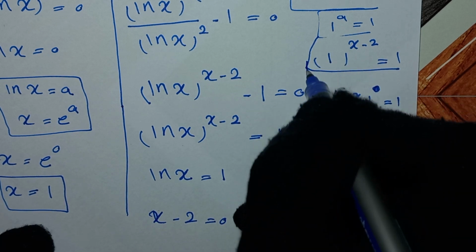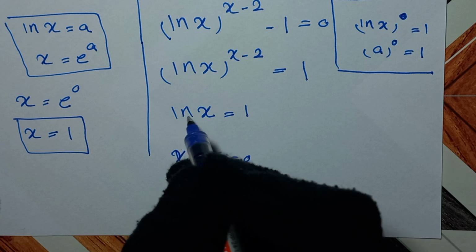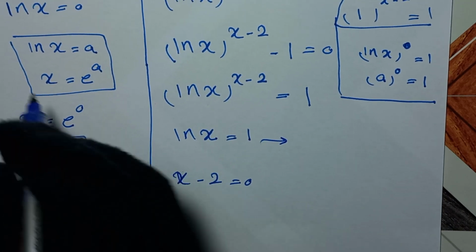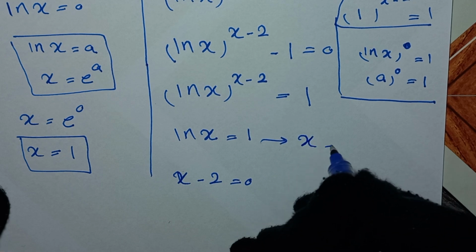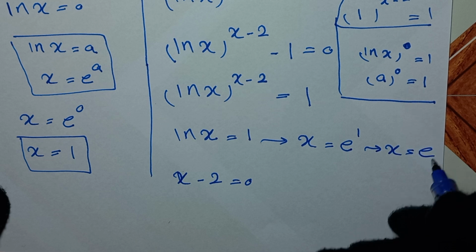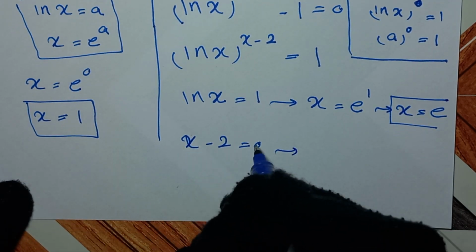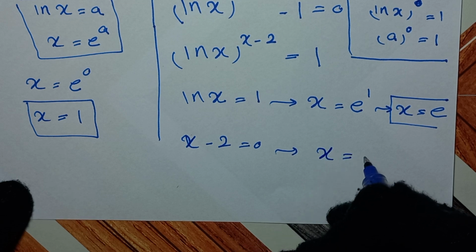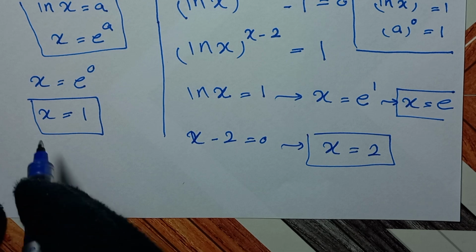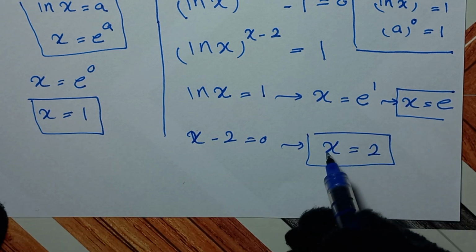So here we have two solutions: ln x is equal to 1 or x minus 2 is equal to 0. Here, from this formula, x is equal to e to the power of 1, and x is equal to e. This is our second answer. And from here we take this negative to this side, and x is equal to 2, and this is our third answer. So here we have three answers for x: x is equal to 1, e, and 2.